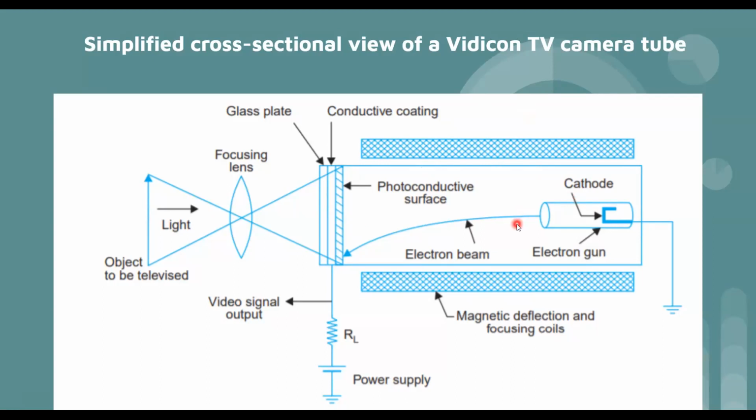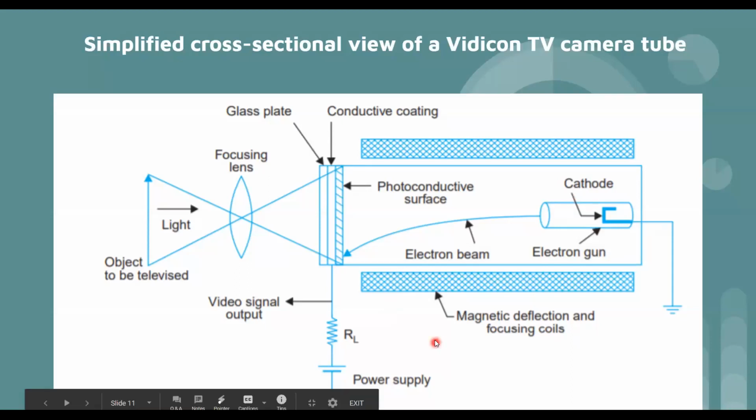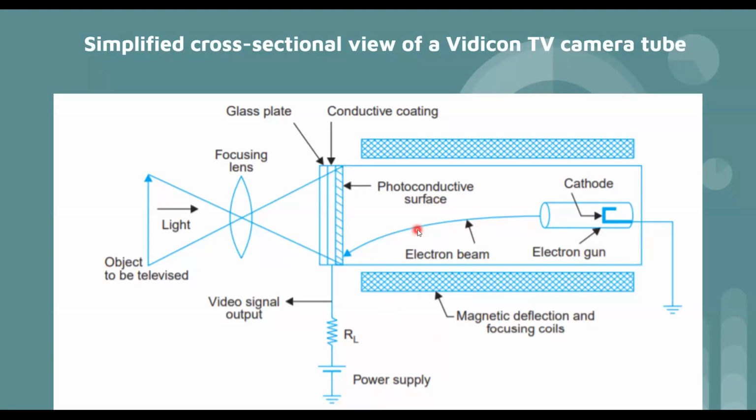So this is the simplified cross-sectional TV camera tube, which is generally used in our regular context, where minimum mechanism is required to maintain this type of arrangement. That is the object to be televised, and we have the particular beam formation.